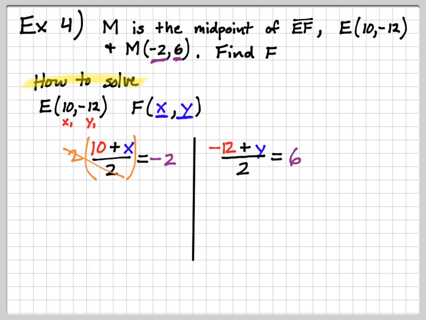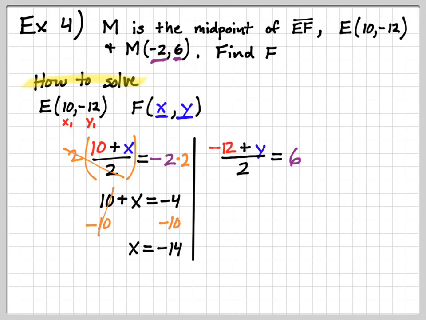Now I just have a little bit of algebra. I like to get rid of the big fat division line, so I don't like dividing by 2 right here. The opposite of dividing by 2 is multiplying by 2. If I do it to both sides, I get 10 plus x equals -4, and now it's one-step algebra. Subtract 10 from both sides. My x coordinate is -14.